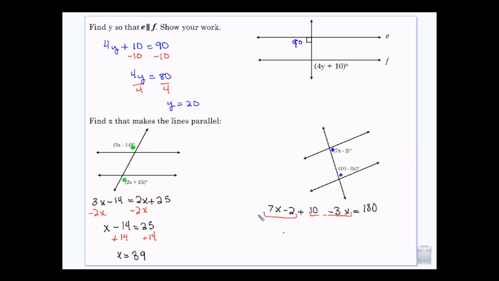You guys are supposed to catch me when I do stuff like that. 7 minus 3 is 4x, negative 2 plus 10 is 8. Subtract 8 from both sides, and you get 4x is equal to 172, which you can divide by 4. And you get that x is equal to 43.